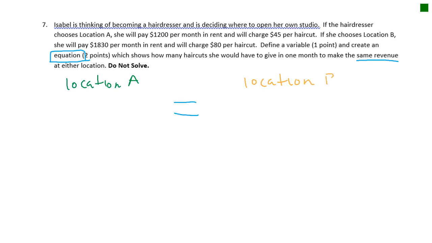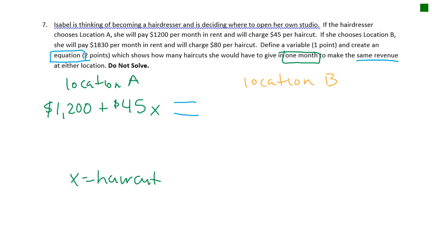We are comparing locations. All right, well, how much is she going to pay for rent? She's going to be paying $1,200 per month. They told you it's for 1 month. And she's going to be charging $45 per haircut. What does x mean? Haircut. Notice that they told you to define the variable for 1 point. You need to tell me what the x represents. If you don't tell me, you lose points on the test.